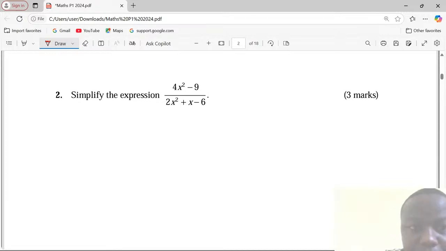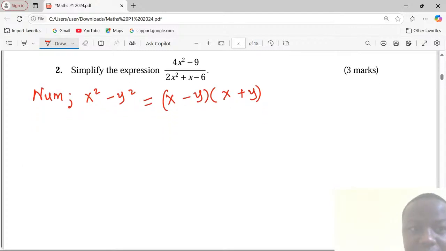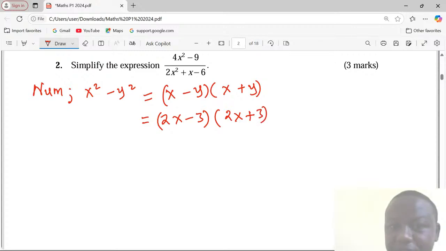Now I'll be talking about the numerator's simplification. Let me give the general simplification: x² minus y². To simplify this, we take the square root of x minus the square root of y, then the same roots, but with an addition. So the numerator is going to become the square root of the first part, 2x, minus the square root of the second part, 3, then the same square roots, but now with a positive. So now the numerator is fully factorized.